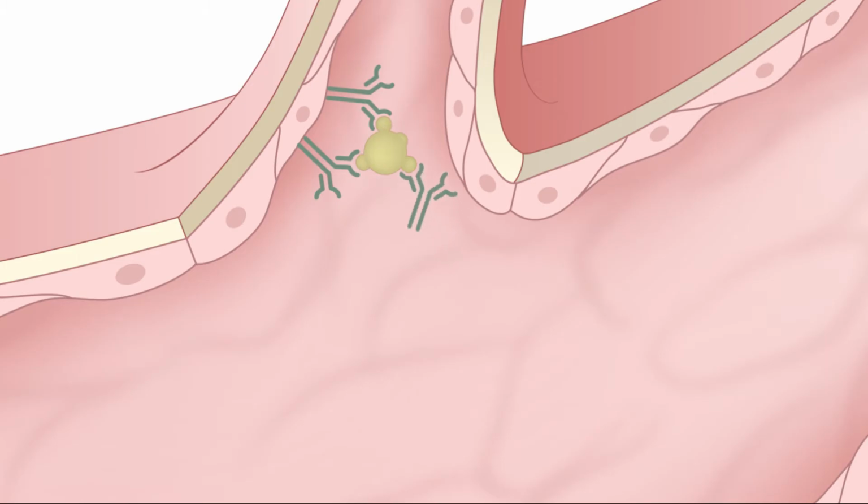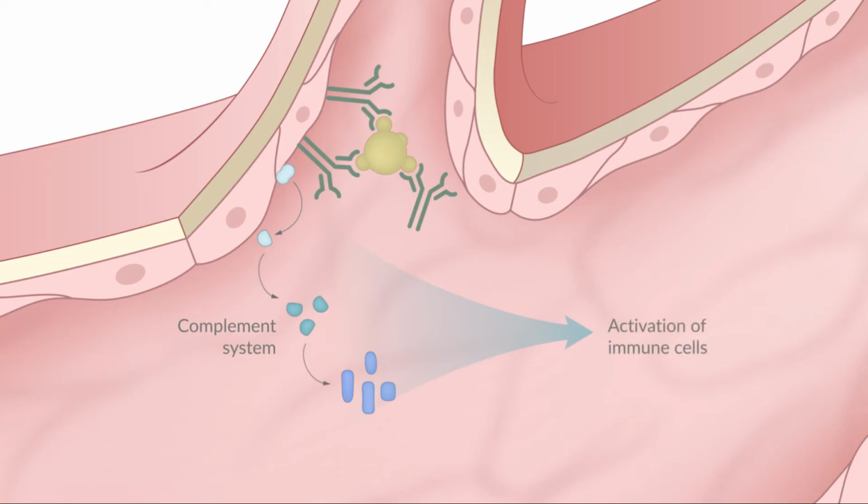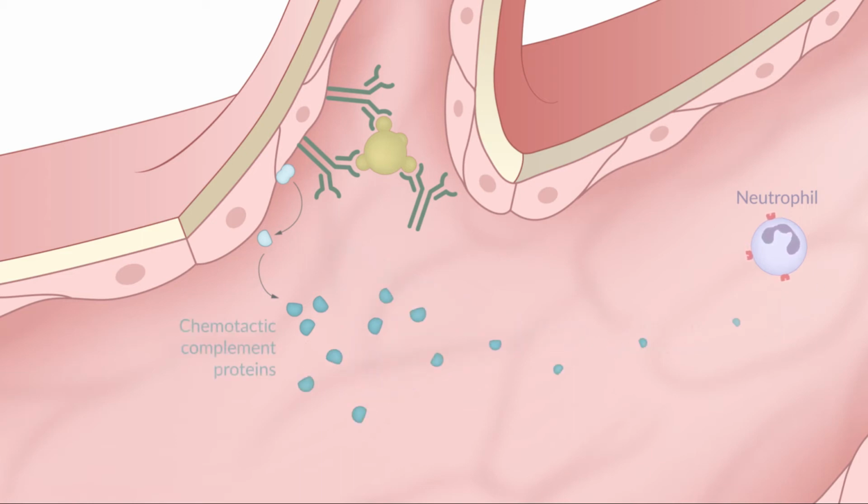Once immune complexes are formed, they rapidly initiate the complement system. This family of plasma proteins acts as a cascade that mediates further activation of immune cells. Subsequently, a series of reactions are triggered, with the most decisive involving neutrophils for type 3 hypersensitivity reactions. Neutrophils are attracted by activated chemotactic complement proteins.